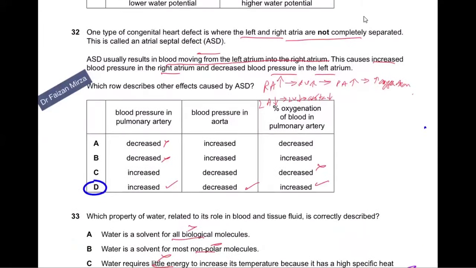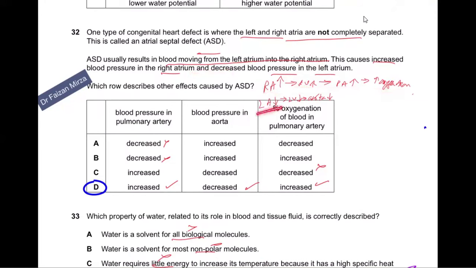Question 32. One type of congenital heart defect is where the left and right atria are not completely separated. This is called atrial septal defect, ASD. ASD usually results in blood moving from the left atrium to the right atrium. We know that's not the right pathway. This causes increased blood pressure in the right atrium and decreased blood pressure in the left atrium, which will describe the other effects of ASD. Now if there's a higher pressure in the right atria, this will increase the pressure in the right ventricle, which in turn will increase the pressure in the pulmonary artery. When more blood goes to the pulmonary artery, more blood goes to the lungs, and better oxygenation will occur.